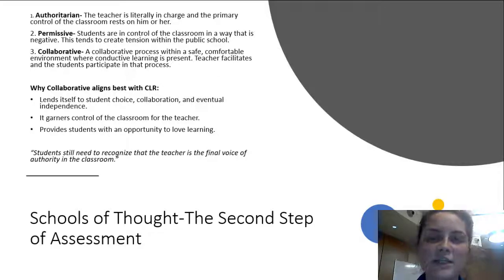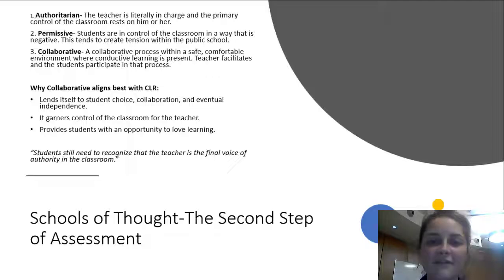And eventual independence because over time, the students will feel more confident in their abilities and the teacher can step back a little bit and watch and see what their classroom or students can do with the knowledge that you've taught them. It garners control of the classroom for the teacher, and it provides students with an opportunity to love learning because of the facilitating that's going on between them and that teacher that they trust.